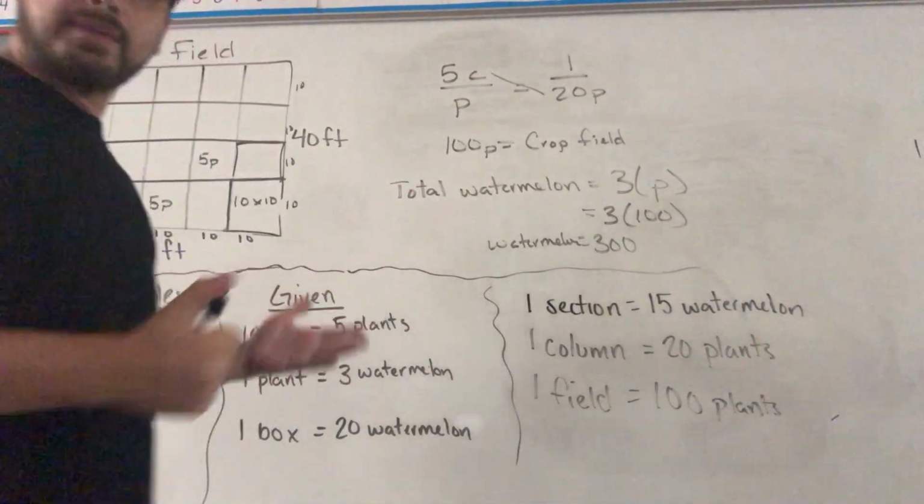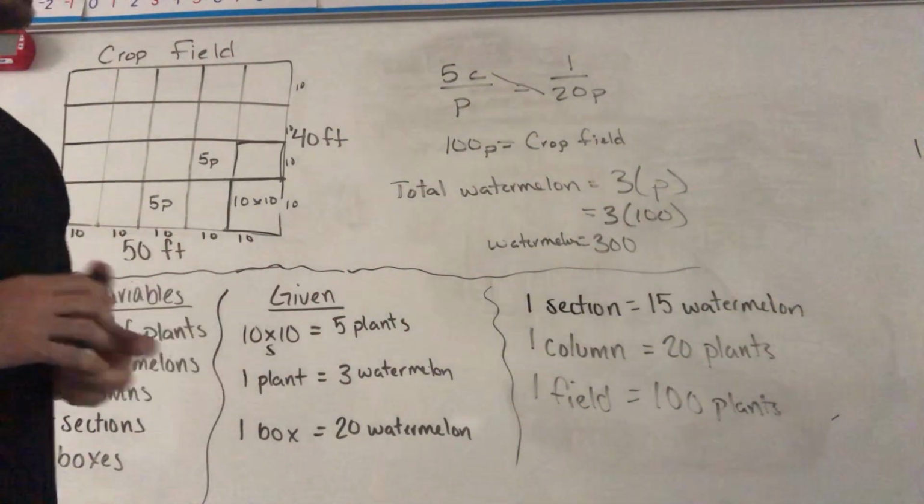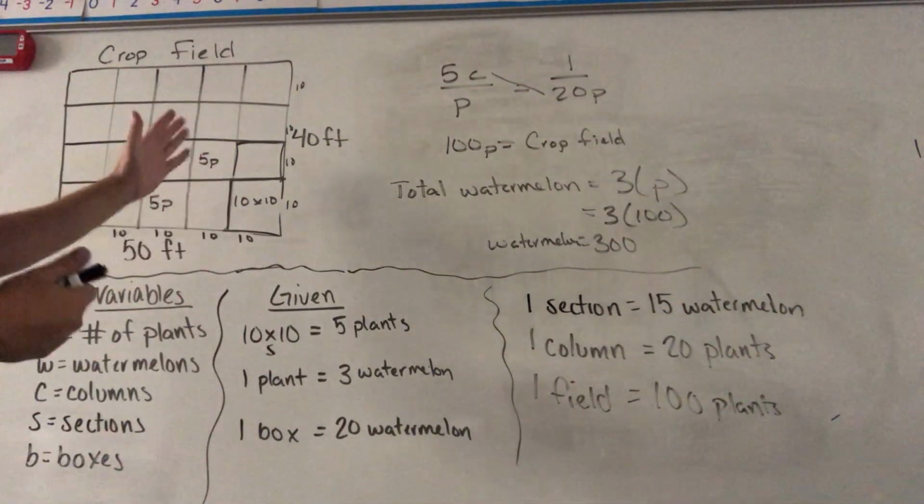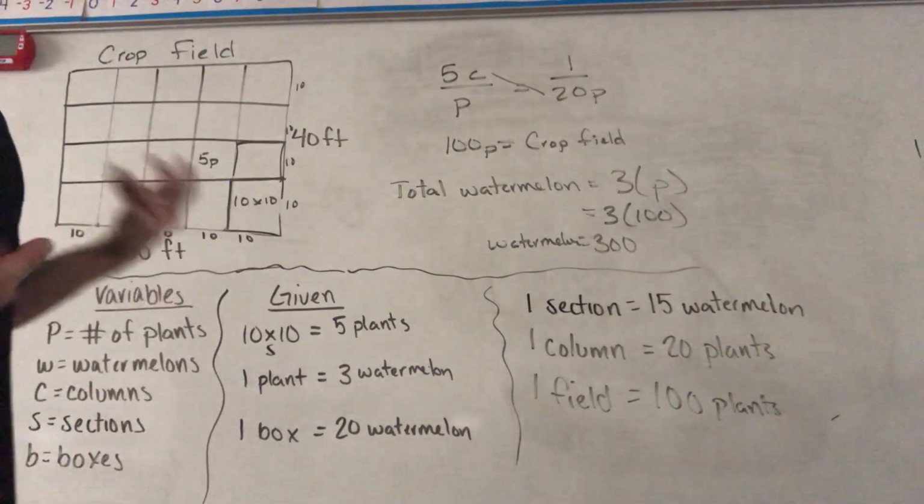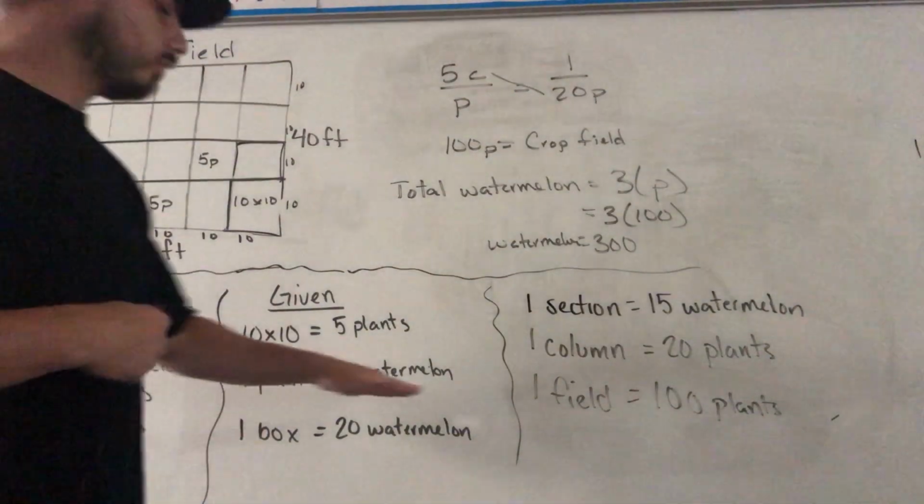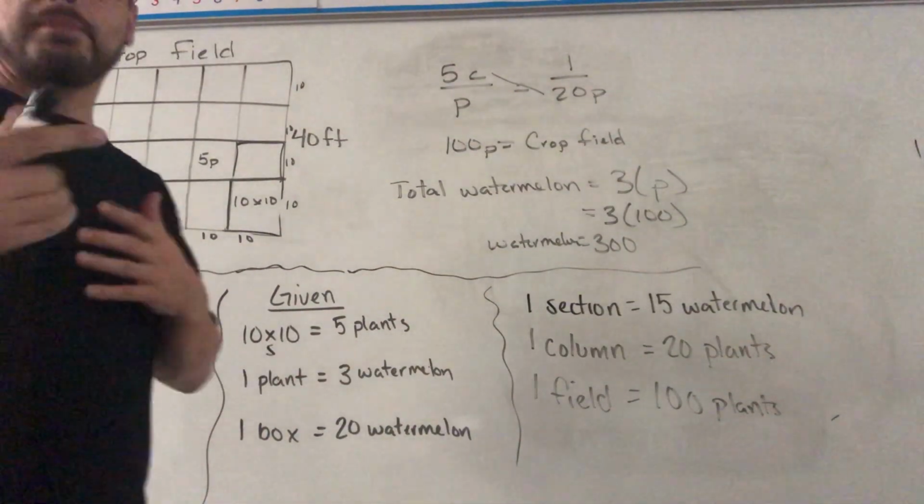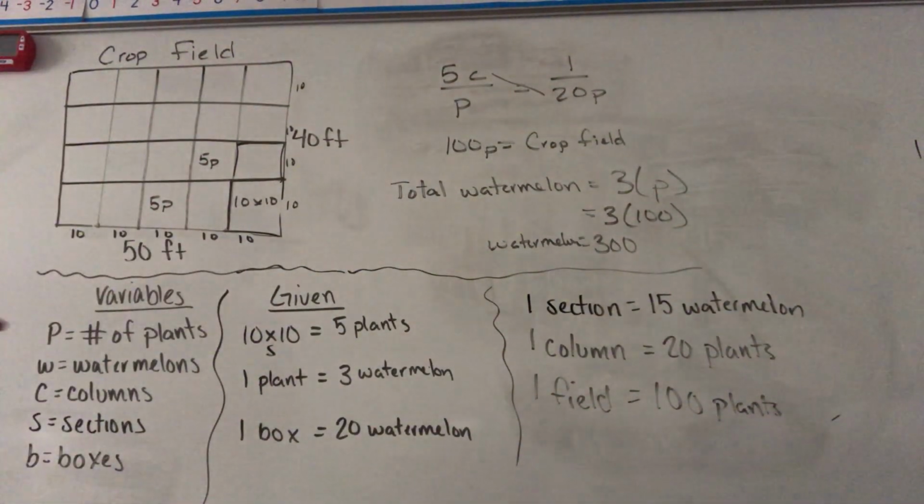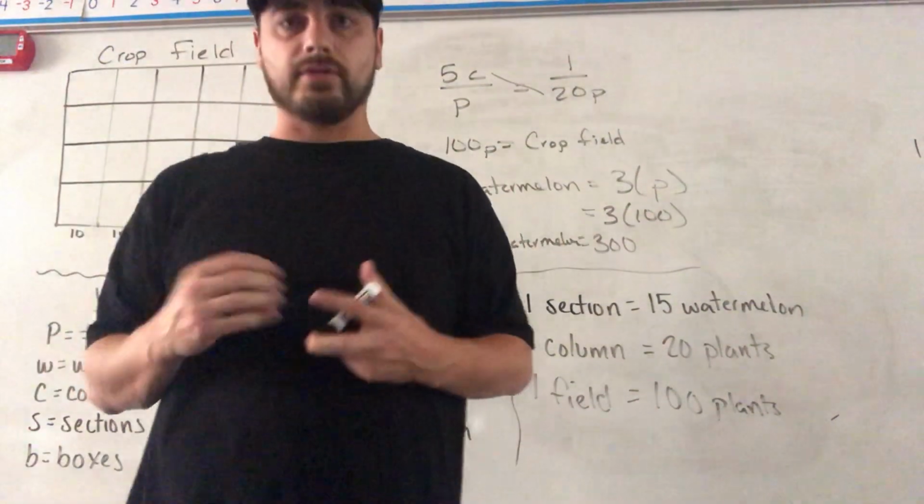So use this information, refer back to it. I'm going to ask you random questions, maybe how many are in 2 rows, how many are in 2 columns. What if there's 4 watermelons for every plant? I'm going to mix it up, and you're going to use these methods to solve, to find out how much watermelon we can yield.